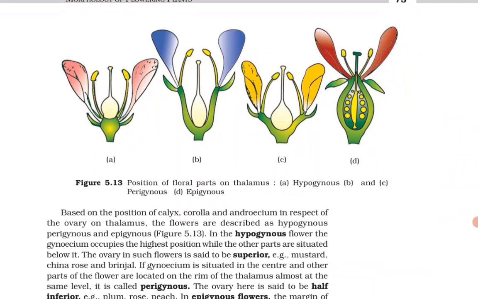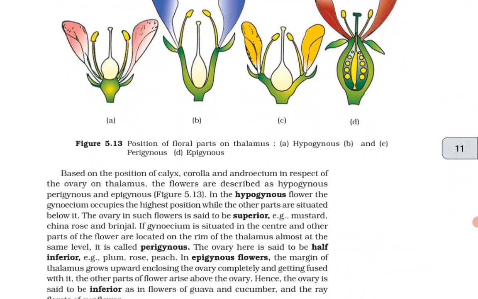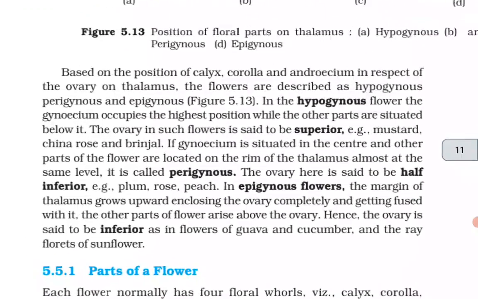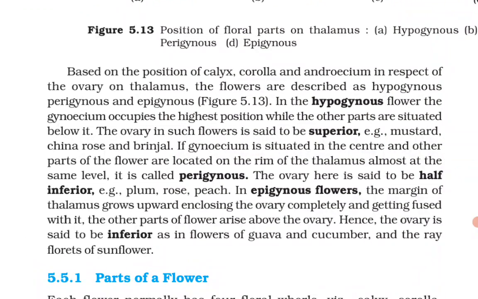Figure 5.13, position of floral parts on thalamus. A. Hypogynous. B. Perigynous. C. Also perigynous. And D is epigynous. Based on the position of the calyx, corolla, and androecium in respect of the ovary on thalamus, the flowers are described as hypogynous, perigynous, and epigynous.